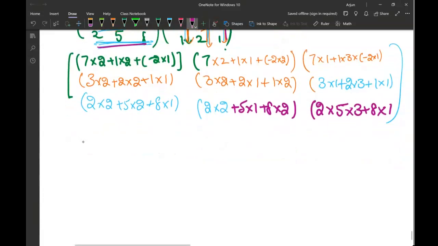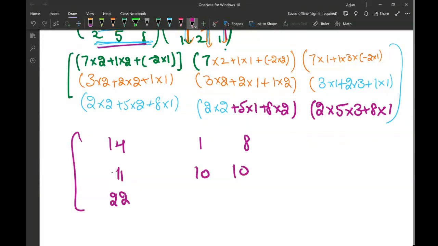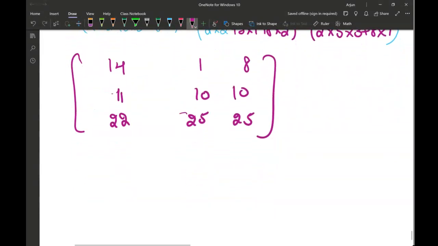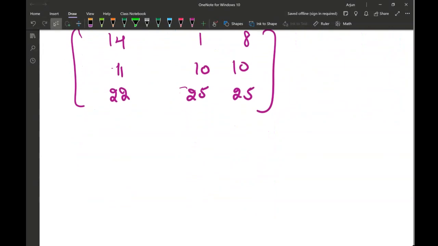Now when I simplify them, that's going to be 14, 1, 8, 11, 10, 10, 22, 25, and 25. That will be your final answer. That's how you're going to do this question. Now let's look into the next one.